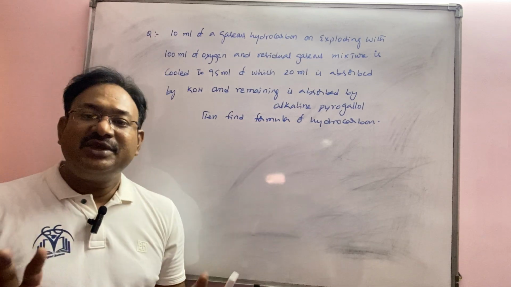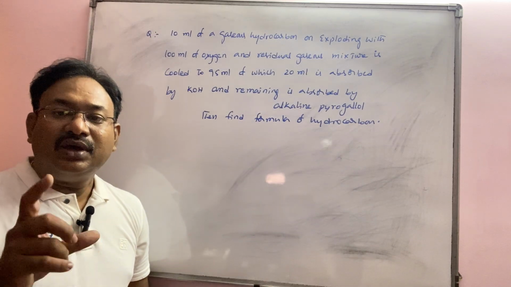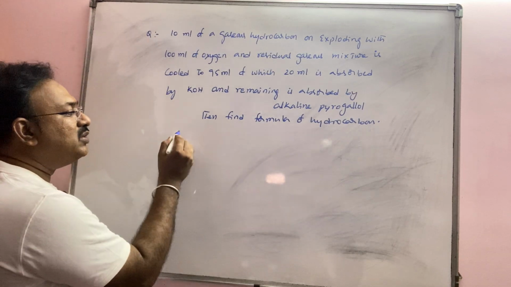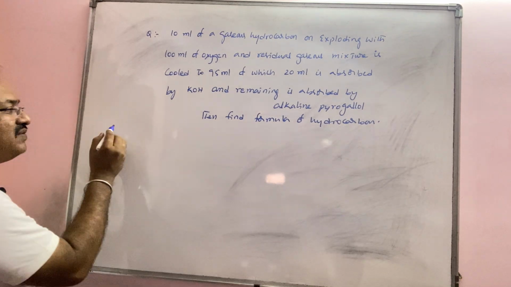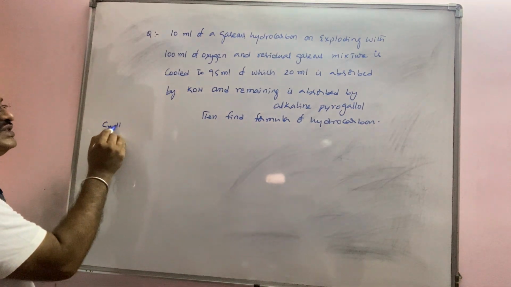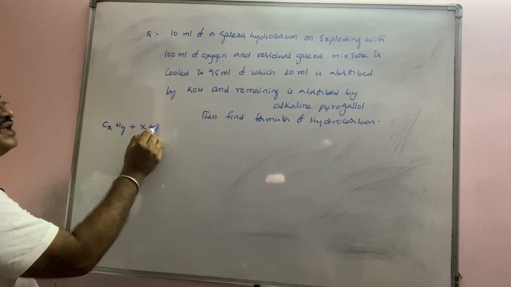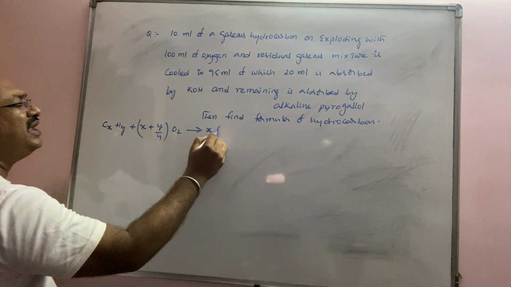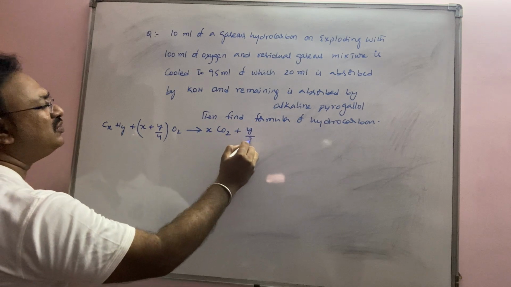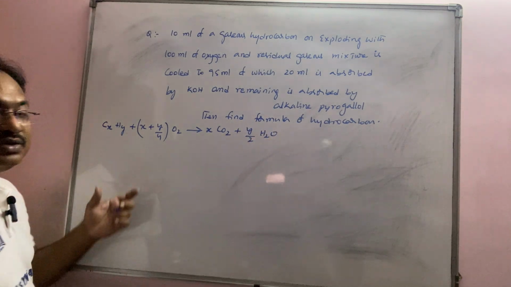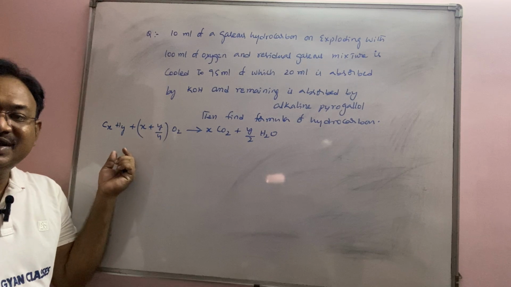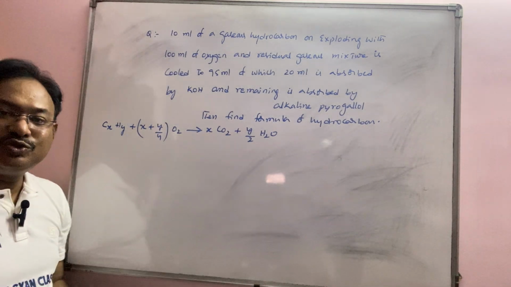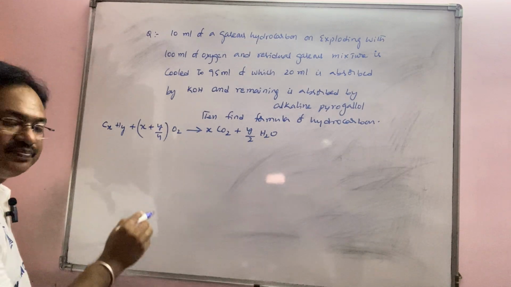So this question is basically a stoichiometric question. By using the stoichiometric equation, we can solve this question. So what is that equation? Listen carefully. CxHy plus (x plus y by 4) moles of O2 gives rise to x CO2 plus y by 2 H2O. So this is the stoichiometric equation.